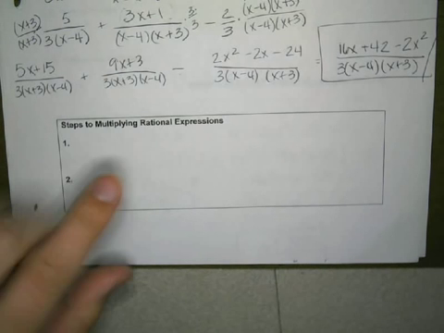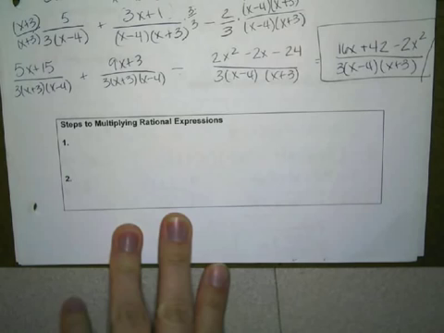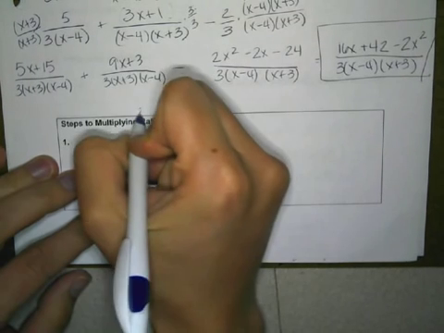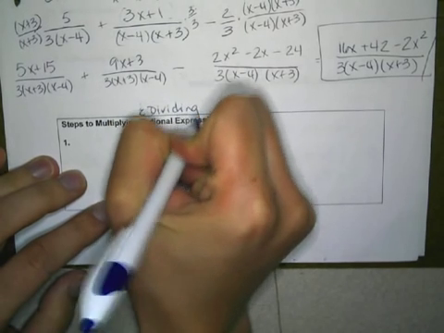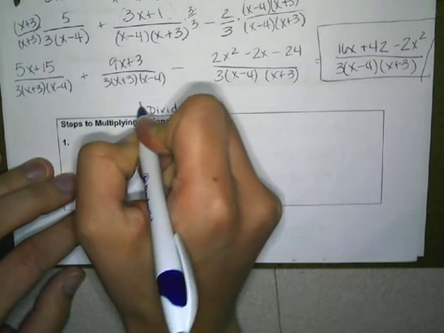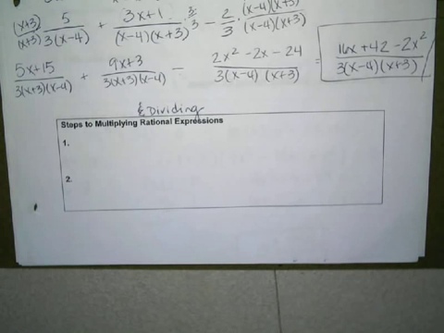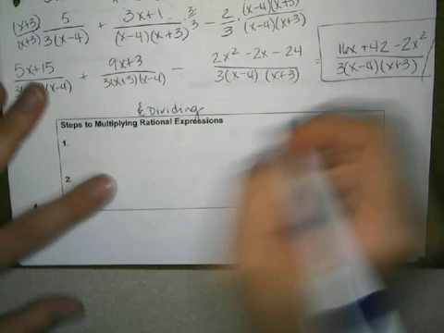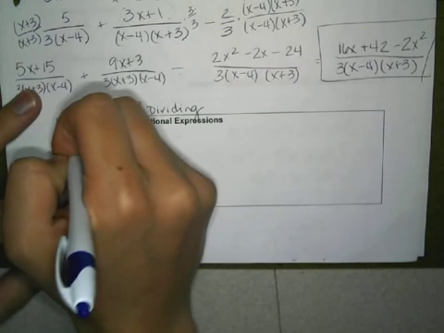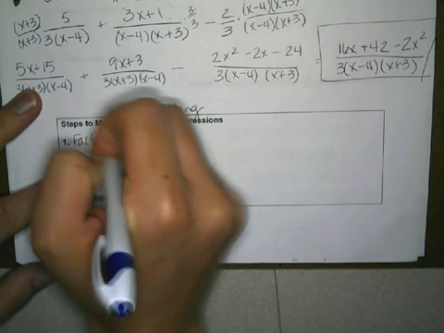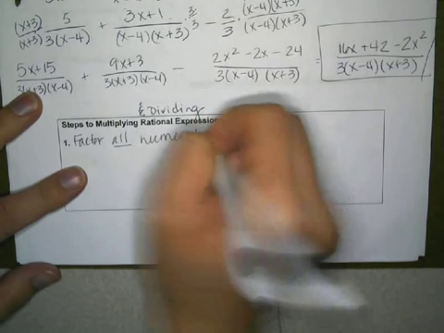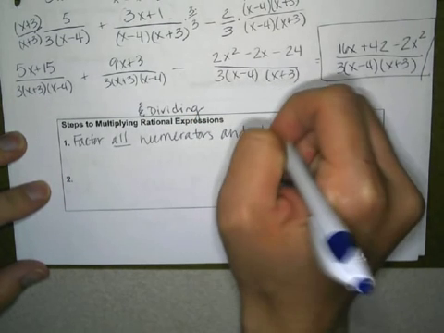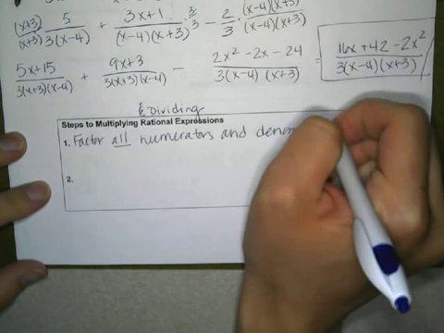And then the second part of this standard is working on multiplying, and I'm also going to include dividing. Okay, so multiplying and dividing rational expressions. Your first step to multiplying and dividing rational expressions is to factor all numerators and denominators.